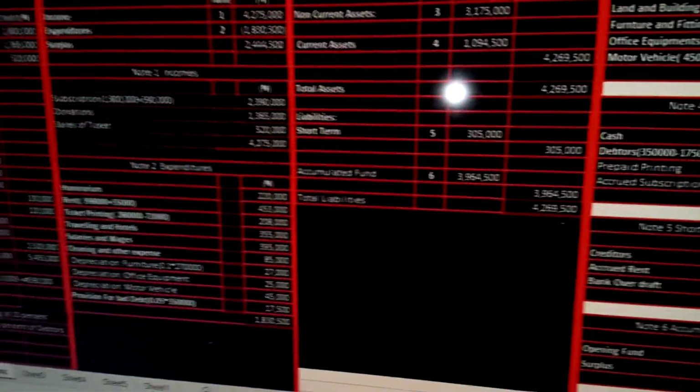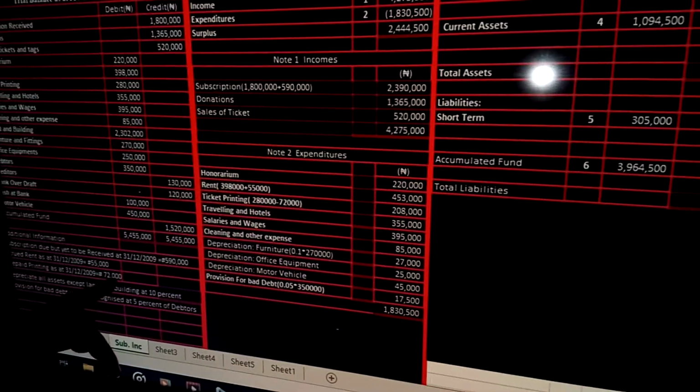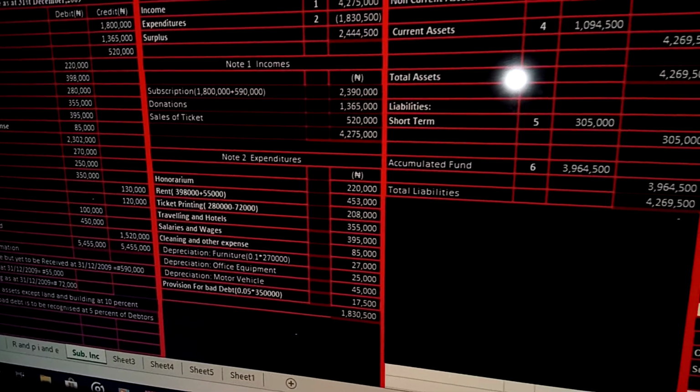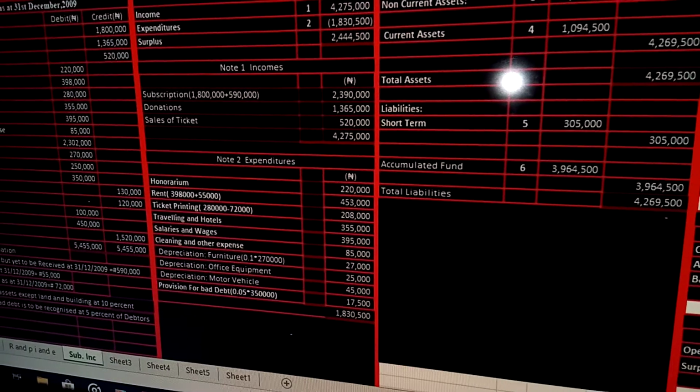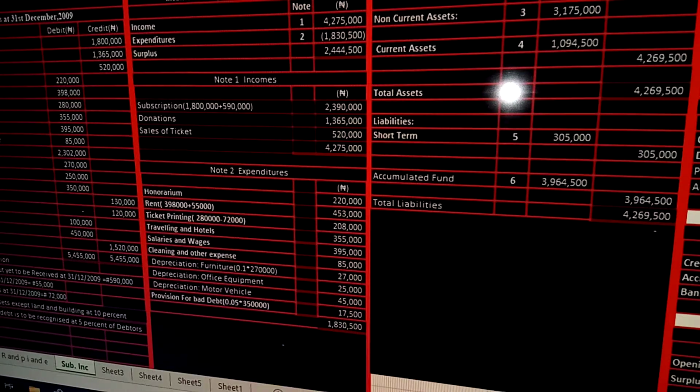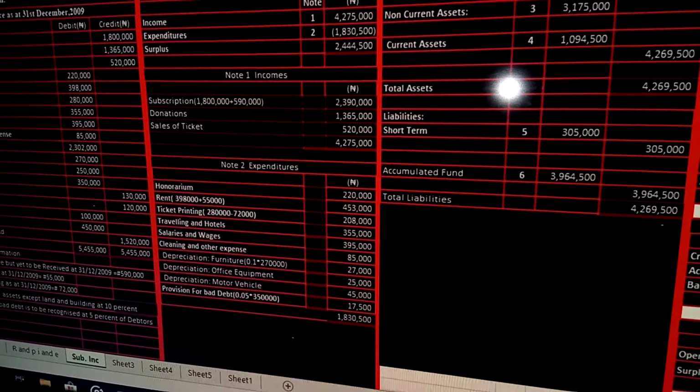We have prepaid printing. Additional information. Prepaid printing. That means that printing was paid in advance. So that means the person you paid to is owing the business. That's debtor. So prepaid printing is the current asset. That's what you have here.